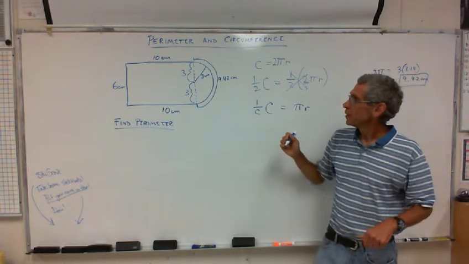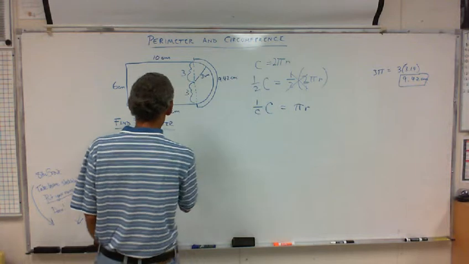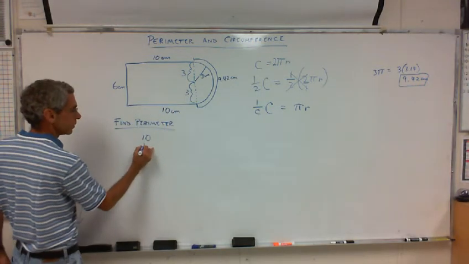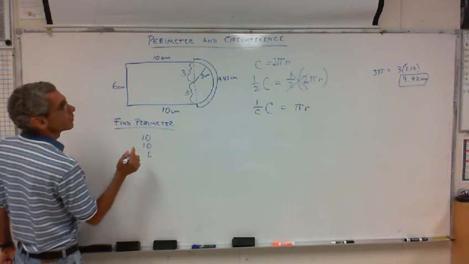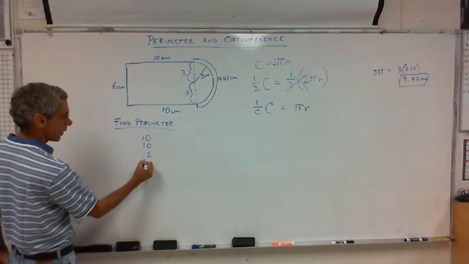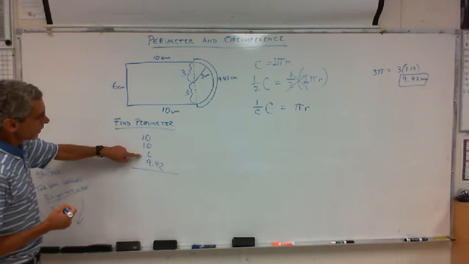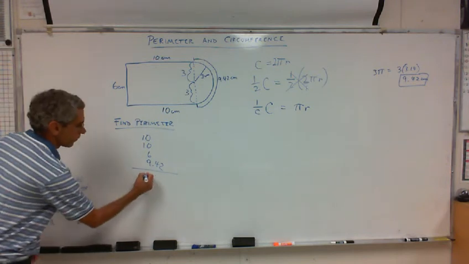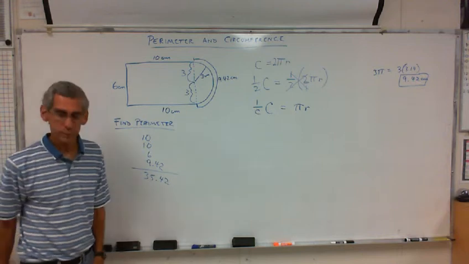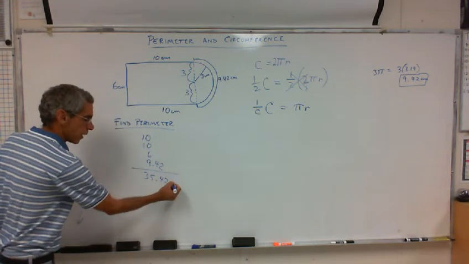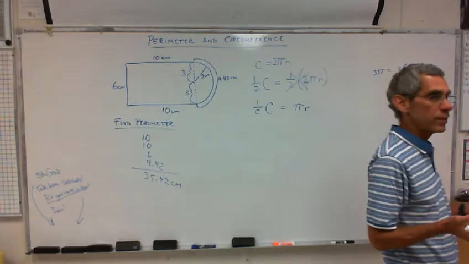Okay, so we've got 10 plus 10, 20. So we're going to do 10 plus 10 plus 6 plus 9.42, right? So that'd be 26.42, am I right? Is that what you guys got? And it's going to be what? Centimeters, right? And so that's my perimeter of that weird shape.